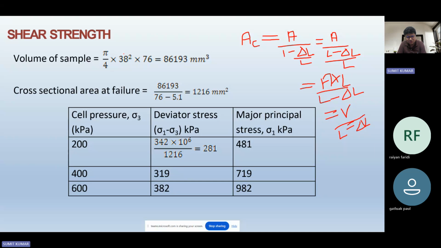Now sigma 3 value is already known. Sigma 1 minus sigma 3 is calculated by calculating the stress, so 281, 319 and 382. Now we need to calculate the major principal stress. So we know sigma 1 minus sigma 3 equals sigma d. If sigma 1 minus sigma 3 is known to us, and sigma 3 is known to us, then the sigma 1 values are calculated as 481, 719 and 982. How? Let me calculate for the first case. Sigma 1 minus sigma 3 is equal to 281.